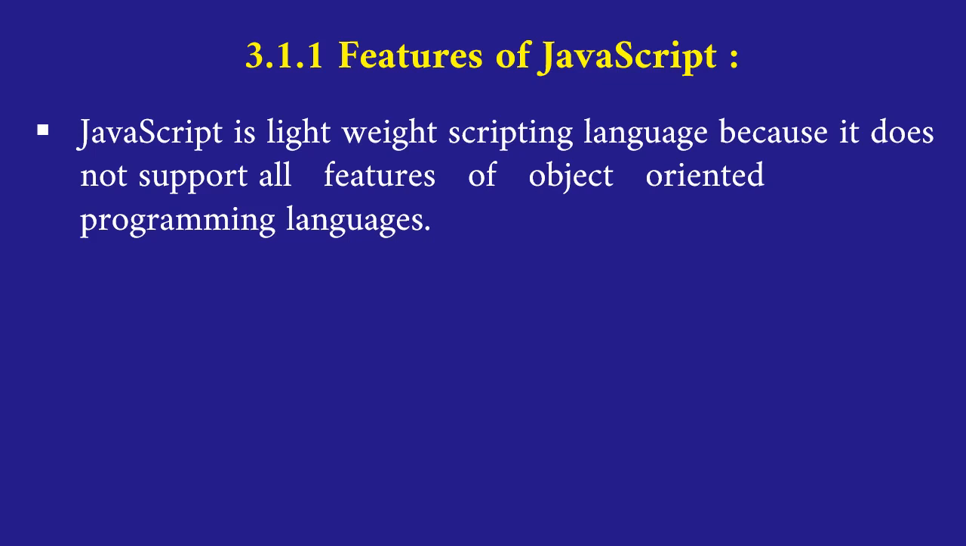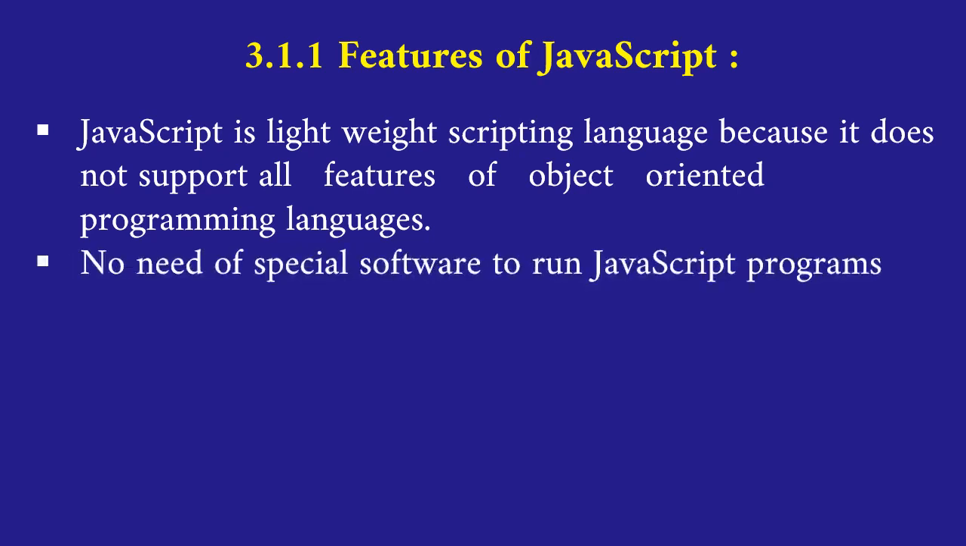After compiling, it will convert that source code into machine code and display the result. But with JavaScript, you write this script into the HTML program, just run the program, and get the output in the browser. So that's why it does not support all features of object-oriented programming languages. There is no need of special software to run a JavaScript program. We do not use any special software to write it; we use Notepad to write a JavaScript program.